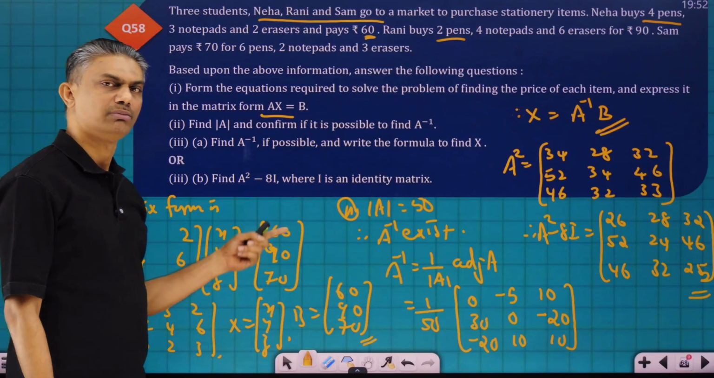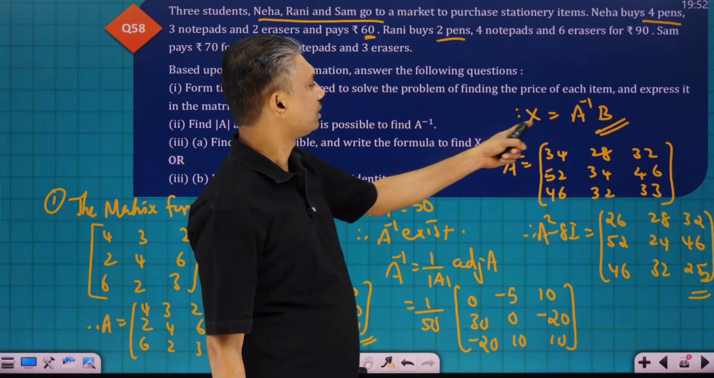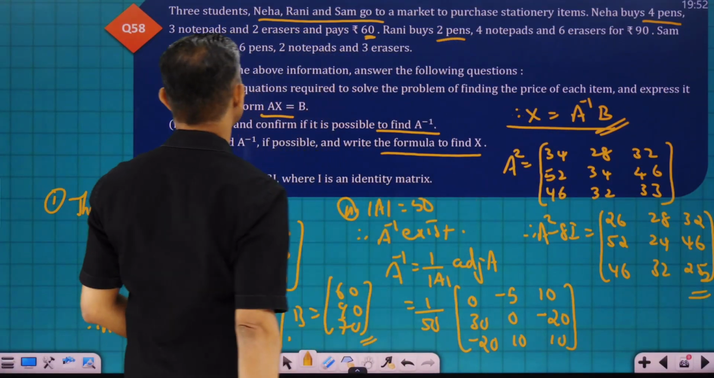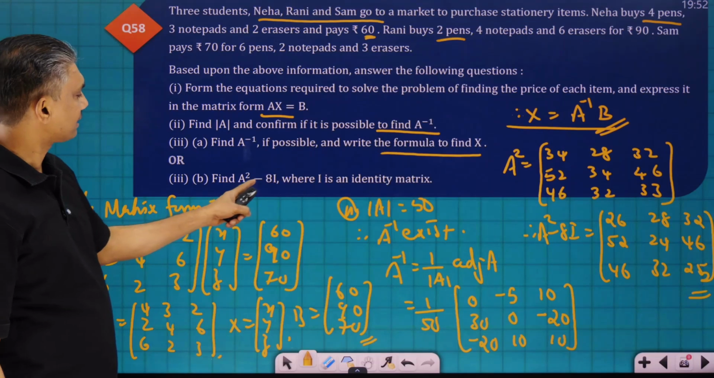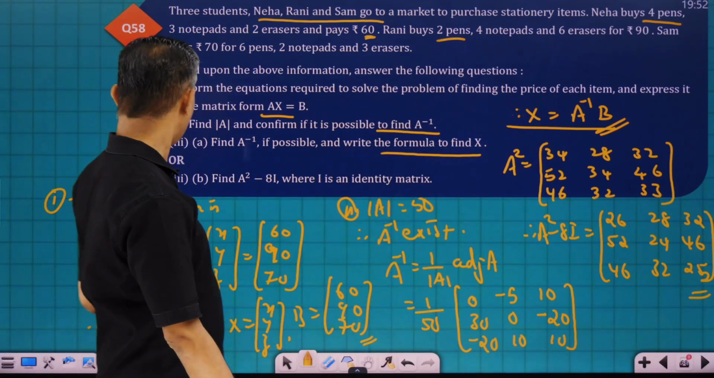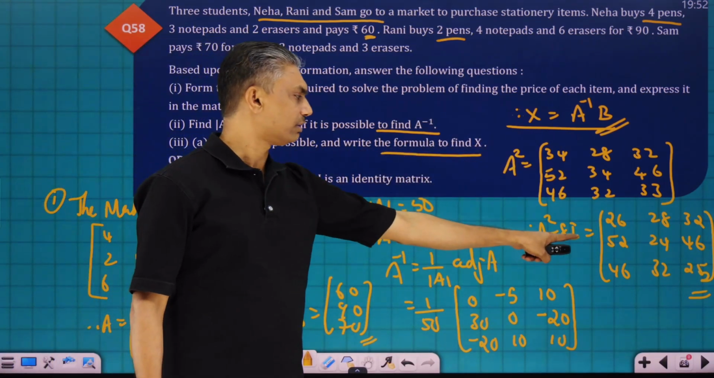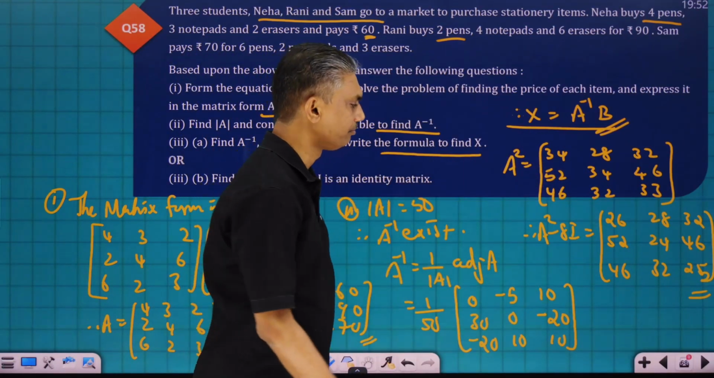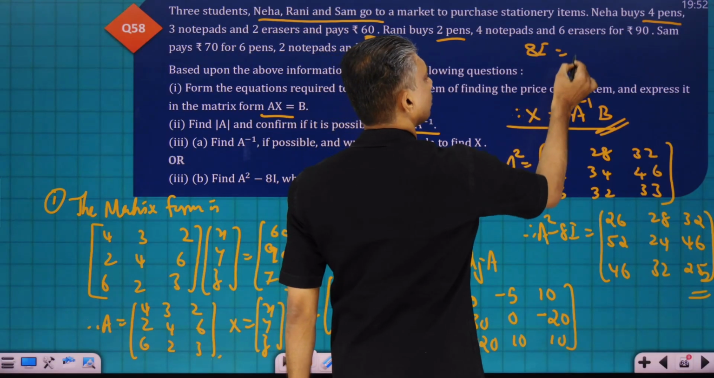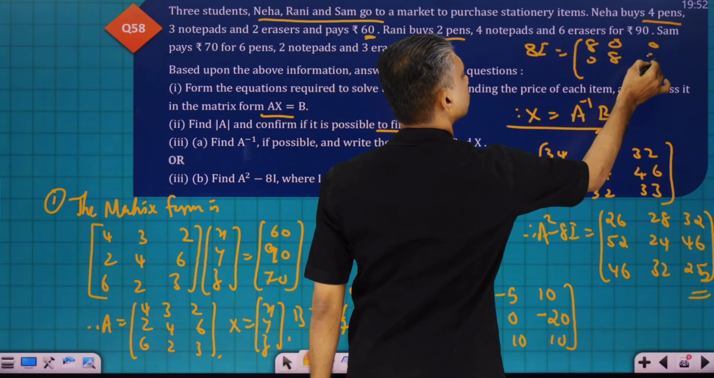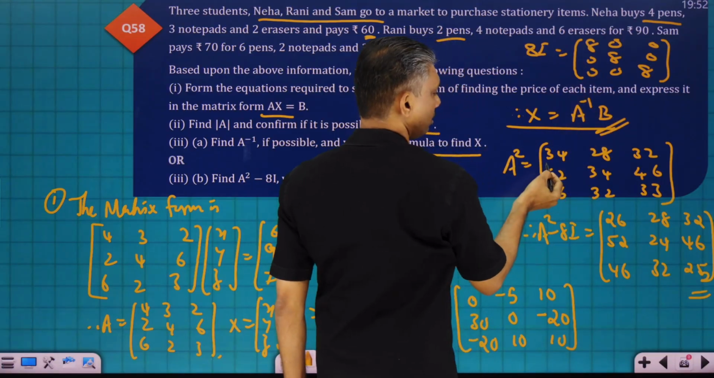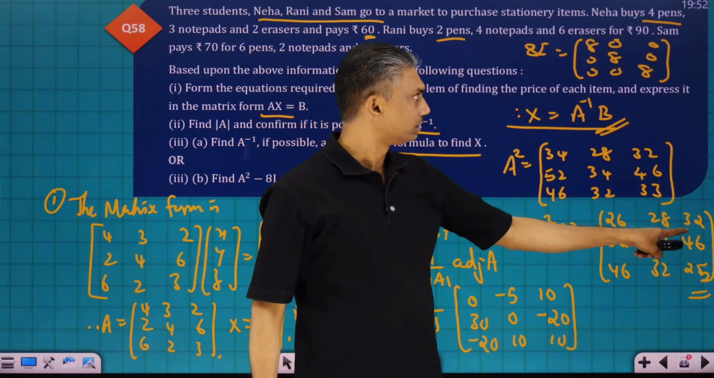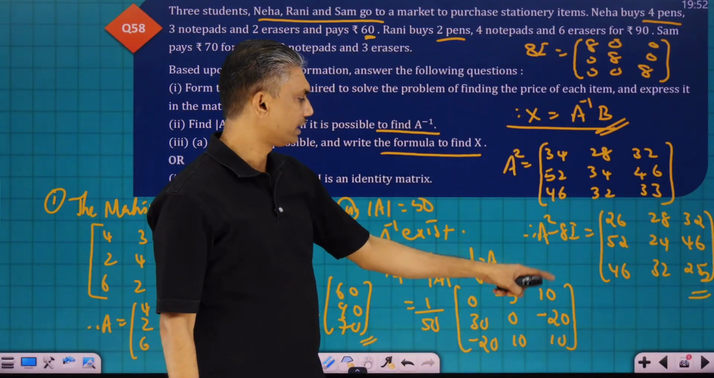You know how to find the adjoint now from the 2-3 questions. Now, the formula for finding X is A inverse into B. Now, if you want to find A square minus 8I, you can calculate your A square here. A square is this one. A square minus 8I means 34 minus 8, that is 26. What is 8I? 8I will be 8, 0, 0, 0, 8, 0, 0, 0, 8. If you subtract from this one, 34 minus 8 is 26, then 28 minus 0 is 28, 32 minus 0 is 32. So, you will be getting this answer.